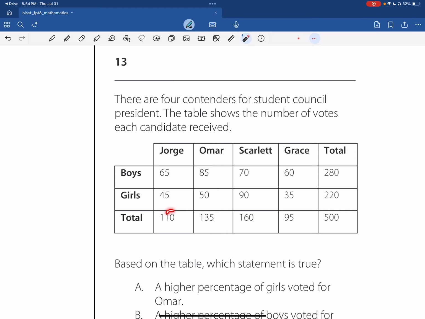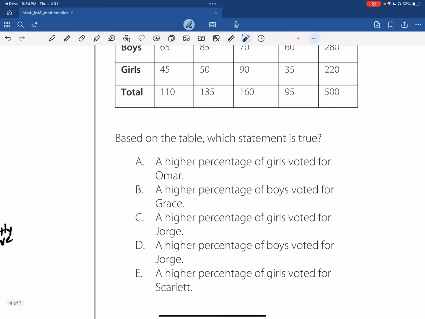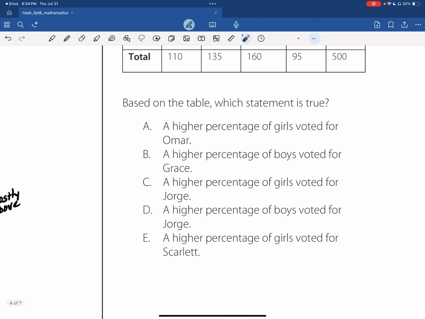Jorge got 110, Omar got 135, Scarlett 160, and Grace 95. So it looks like Scarlett won by popular vote. Based on the table, which statement is true? They're asking me about how the girls voted and how the boys voted.